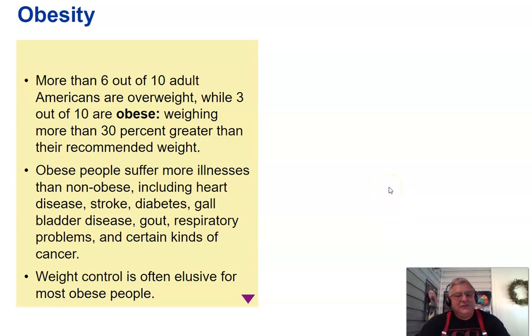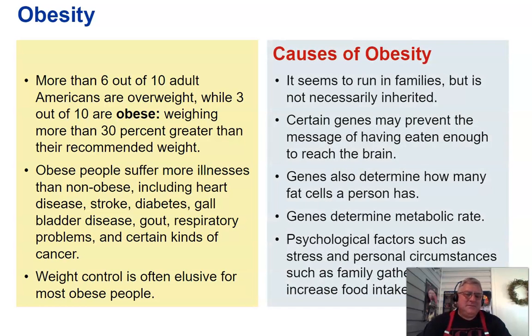Weight control is often elusive for most obese people. Obesity runs in families, but is not necessarily inherited. Certain genes may prevent the message of having eaten enough from reaching the brain. Genes also determine how many fat cells a person has and determine metabolic rate, and psychological factors such as stress and personal circumstances such as family gatherings can increase food intake.